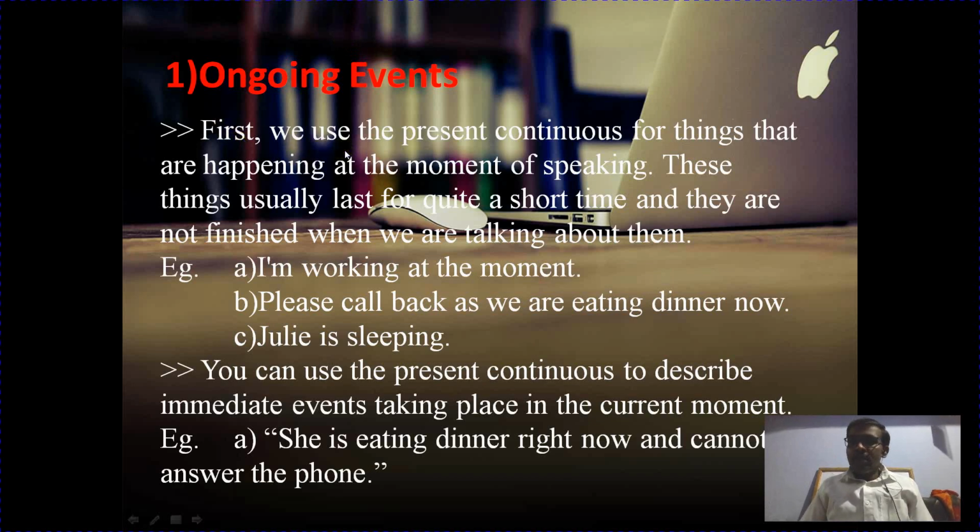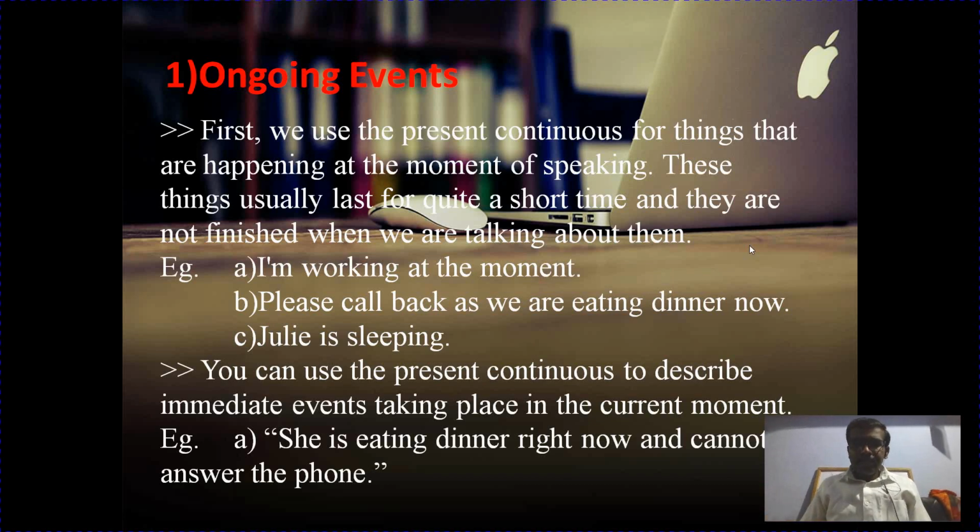We use the present continuous for things that are happening at the moment of speaking. So momentarily speech can be expressed with the help of present continuous form. These things usually last for a short period of time, but it will not continue for a long time. It may be stopped or pass in a short period of time, and they are not finished when we are talking about them. They may not be finished, it may be going.